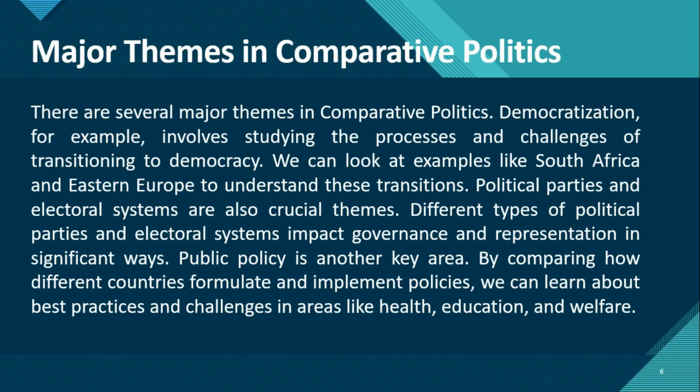Major themes in comparative politics. There are several major themes in comparative politics. Democratization, for example, involves studying the processes and challenges of transitioning to democracy. We can look at examples like South Africa and Eastern Europe to understand these transitions. Political parties and electoral systems are also crucial themes. Different types of political parties and electoral systems impact governance and representation in significant ways.